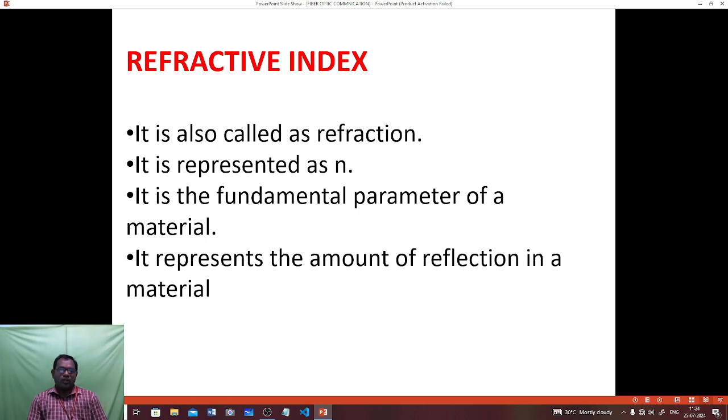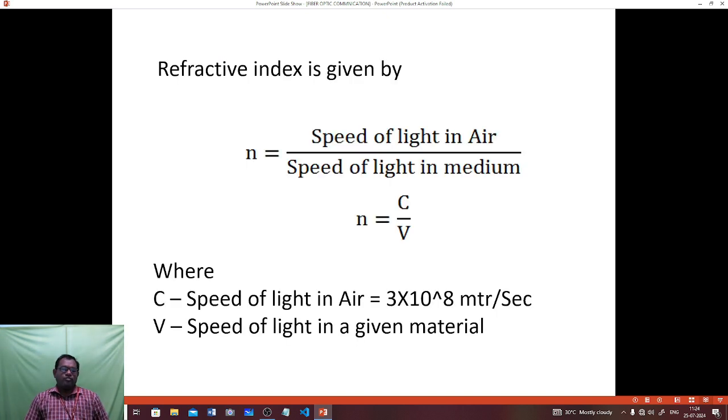It is also called refraction. It is represented as n, and it is the fundamental parameter of the optical fiber material, representing the amount of reflection in the material. So refractive index is represented by small n, which is the ratio of the speed of light in air divided by the speed of light in the medium, that is n is equal to c divided by v.